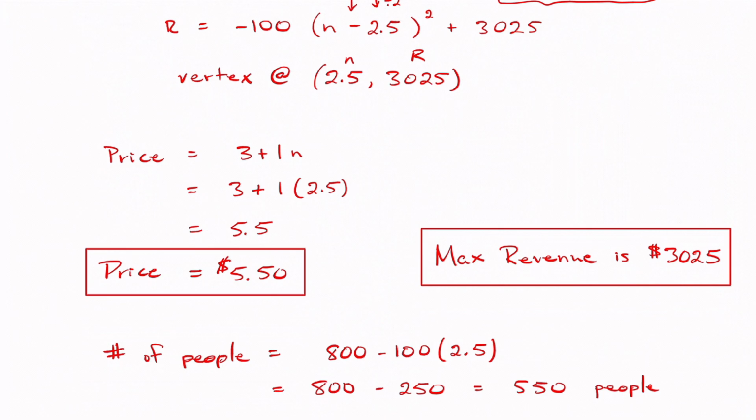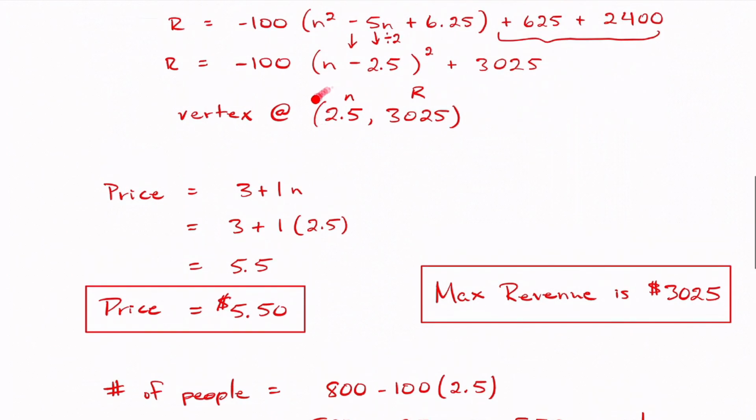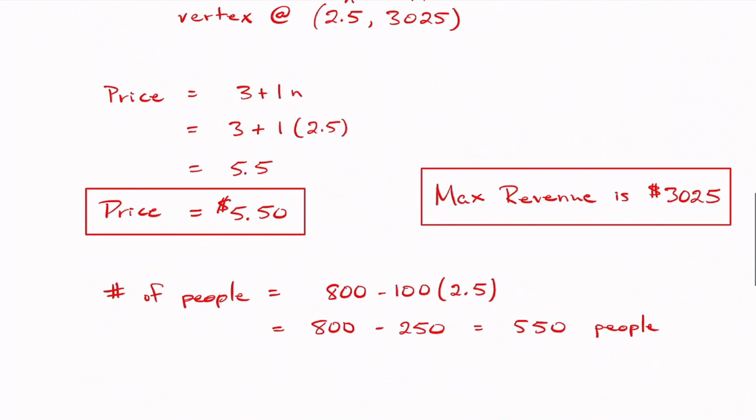Now, the n that we got, 2.5, is rarely going to be an answer to a question unless it asks how many times you are going to increase or decrease the price. Then that'll be an answer. Otherwise, you always have to plug it back into the price if it's asking for price, or the number of items, you have to plug it into there.